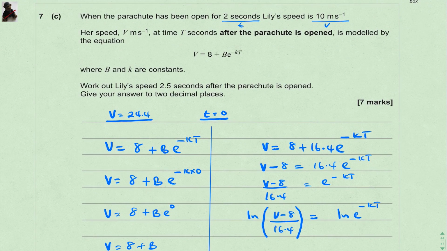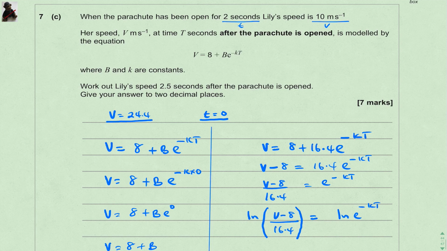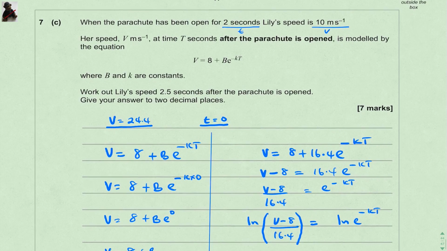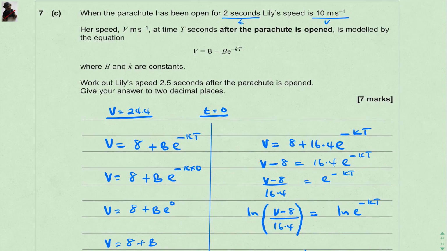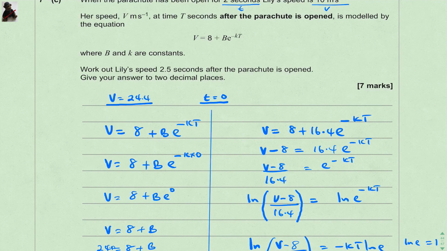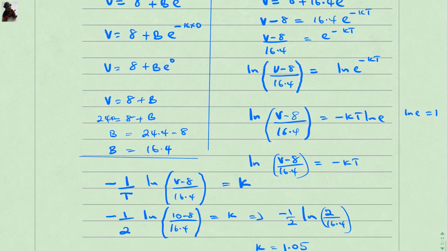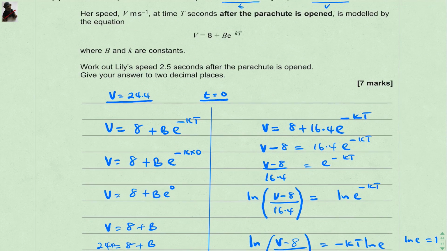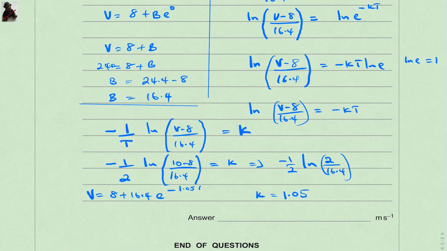But the question is asking us to find where k and b are constant. The question is saying, work out the value of the speed at 2.5 seconds when the parachute is opened. So we know what the value of k is, so we can put it back into the equation. So that'll be v equals 8 plus 16.4 e to minus 1.05t. So that's it.